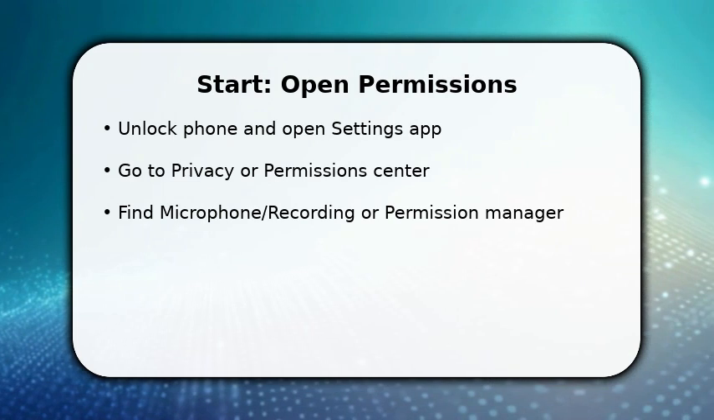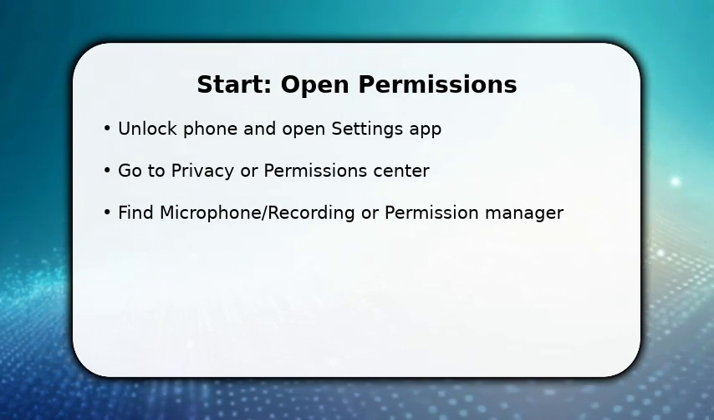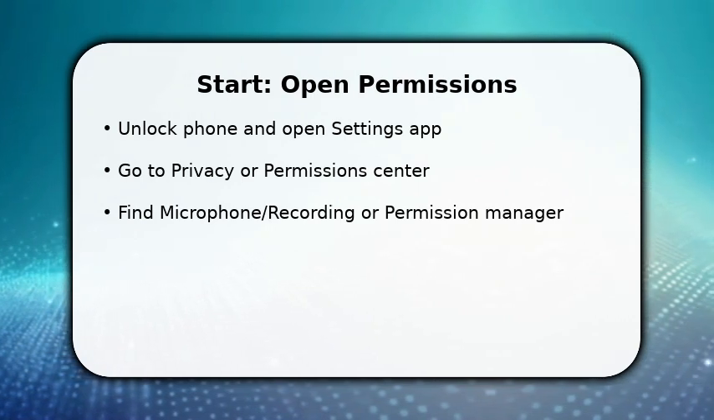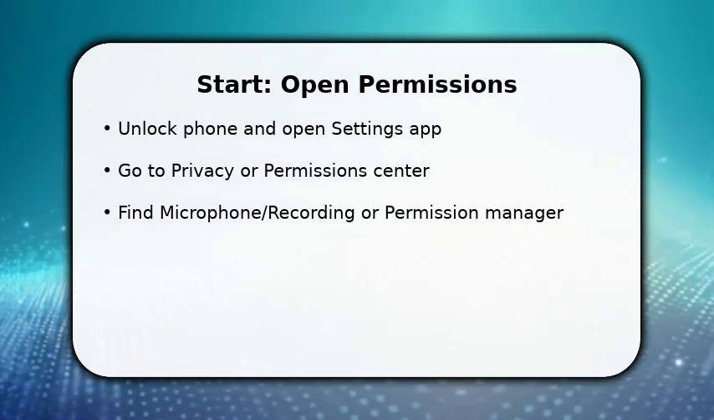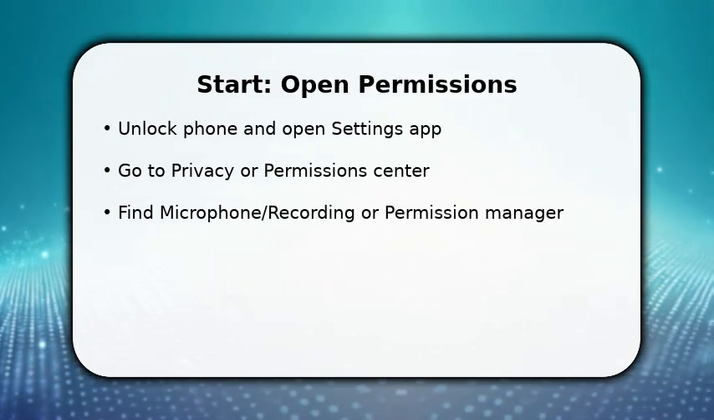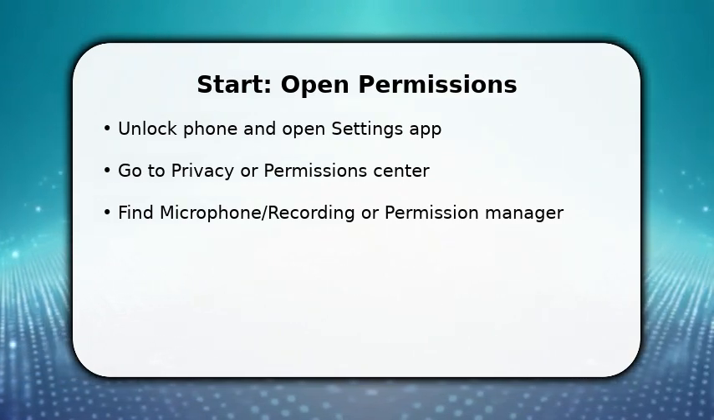Make sure to locate an entry labeled Essential Recording or any system-level recorder. This is the control you will turn off. Doing this first narrows the surface and prevents accidental disabling of unrelated features. Proceed only when you can see the recorder listed.